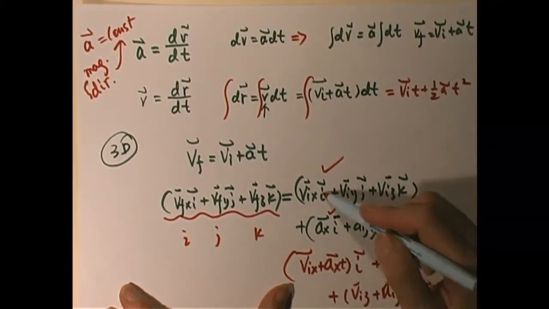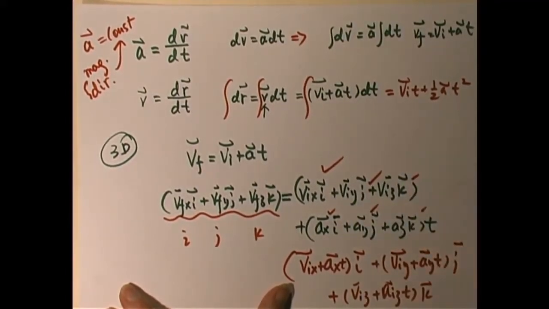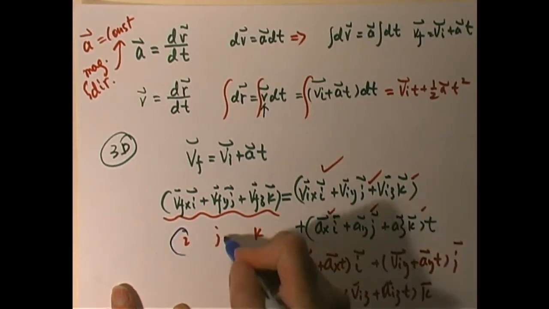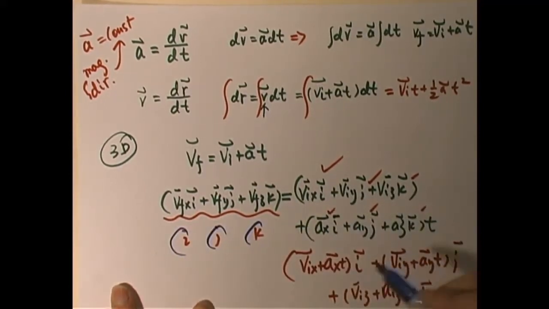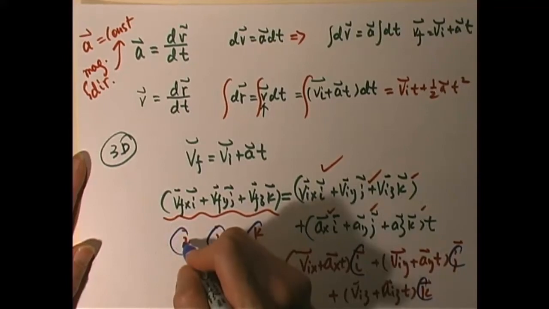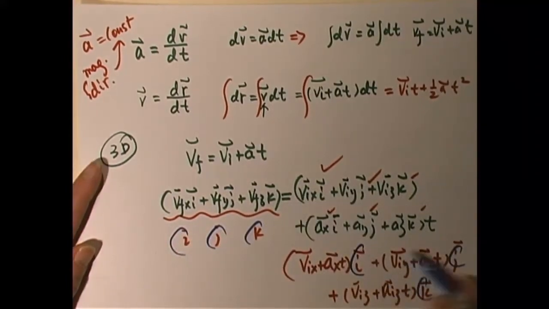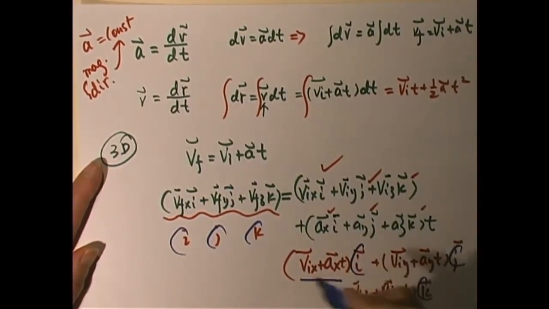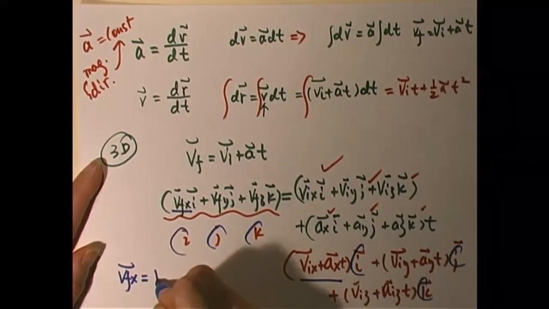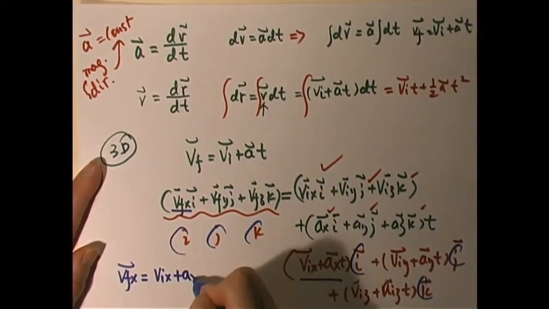If we combine the i term, j term, k term, now it ends up that the vector on the left has i, j, k terms, and the vector on the right also has i, j, k terms. Two vectors are equal to each other, so the i terms have to equal each other, and the j terms equal, which means v final x must equal v initial x plus ax t.